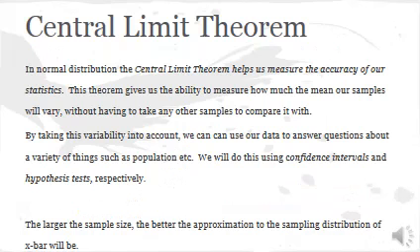In normal distribution, the central limit theorem helps us measure the accuracy of our statistics. This theorem gives us the ability to measure how much the mean our samples will vary, without having to take any other samples to compare it with. By taking this variability into account, we can use our data to answer questions about a variety of things such as population. We will do this using confidence intervals and hypothesis tests, respectively. The larger the sample size, the better the approximation to the sampling distribution of x bar will be.